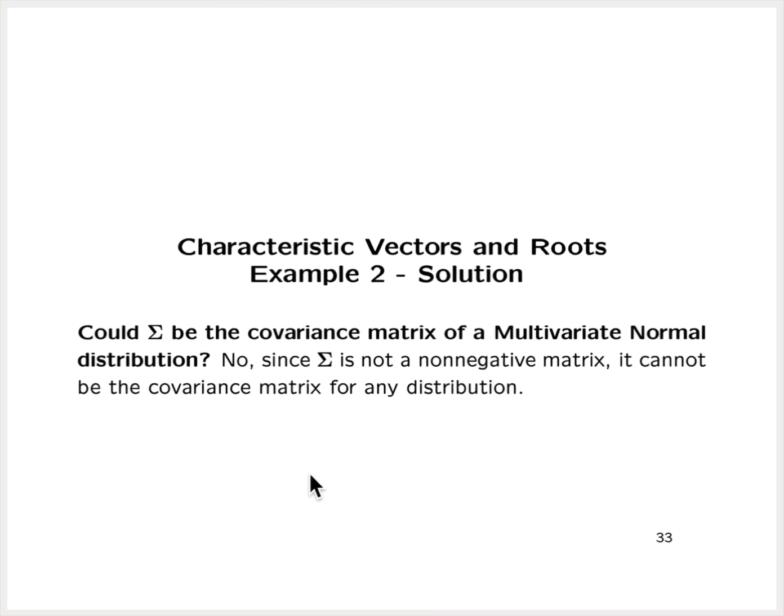Could cap sig be the covariance matrix of a multivariate normal distribution? No, it could not. Since cap sig is not a non-negative matrix, it fails to satisfy all 3 criteria required for a matrix to be a valid covariance matrix. Remember those 3 criteria. Number 1, the matrix has to be square. Number 2, it's got to be symmetric. And number 3, it's got to be non-negative. And this matrix, while it is square, while it is symmetric, it is not non-negative. And so it's not a valid covariance matrix, and so therefore it could not be the covariance matrix of a multivariate normal distribution.